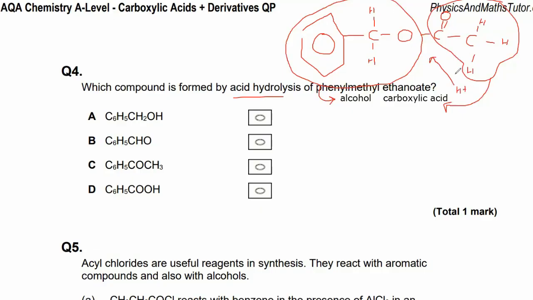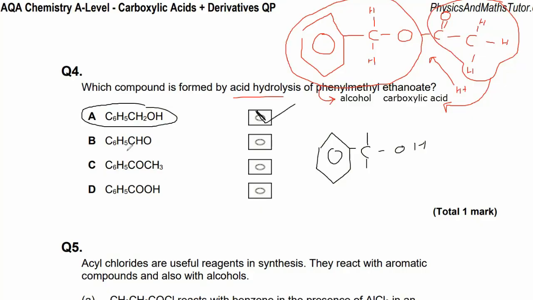So if we look first at A, we can see we've got a benzene group, C6H5, that stands for benzene. Then we've got CH2, then OH. So that looks pretty good. If we draw that out here, we've got the benzene, coming off of it we've got CH2, which is just what my diagram has above, and then we've got OH. So that's the correct answer.